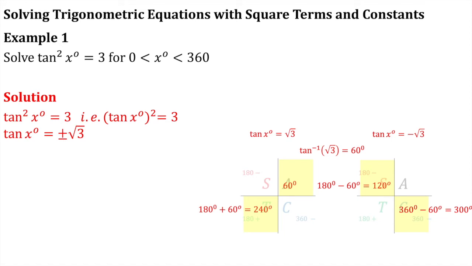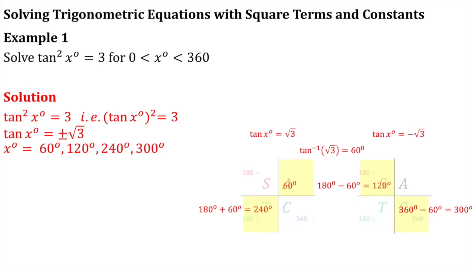So you can see here we have 4 answers for x, and we're going to rewrite these in order though, because they're all answers in their own right. Even though we worked out the 60 and the 240 first, and the 120 and the 300 second, we're going to write them in numerical order. So x is equal to 60, 120, 240 and 300.